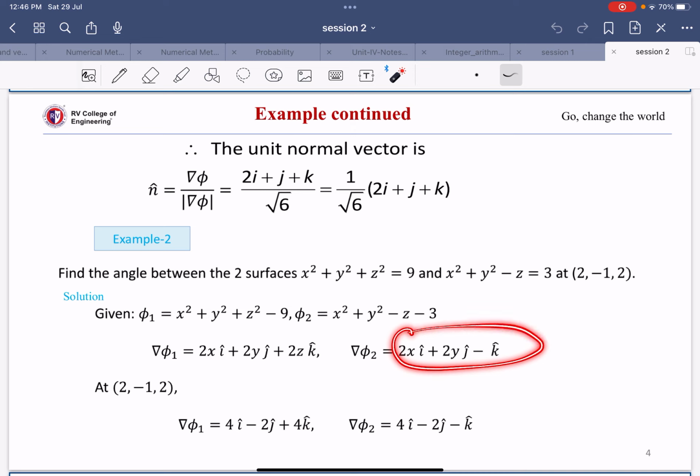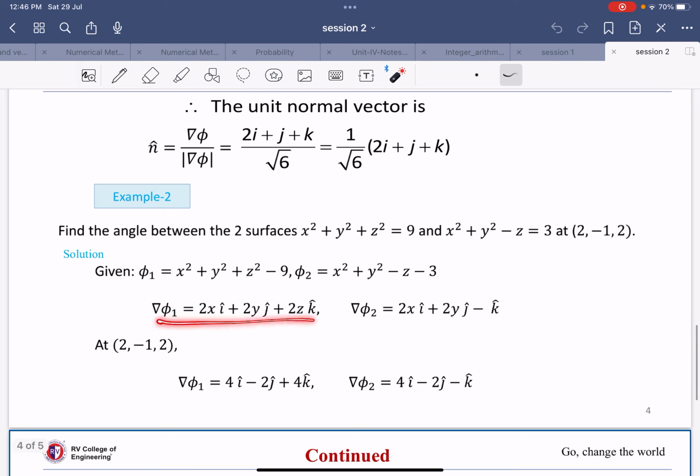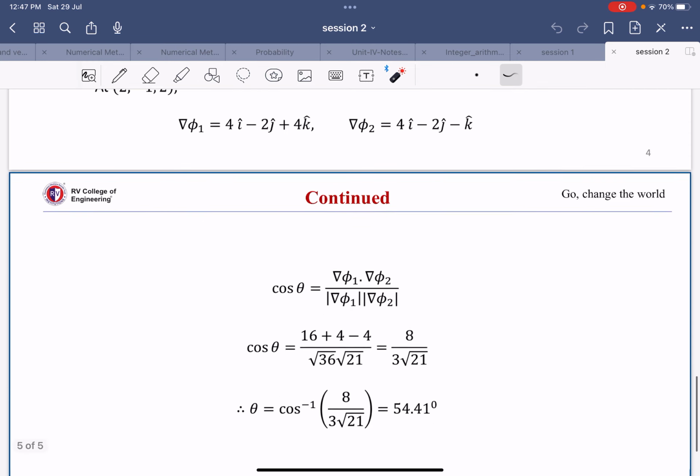Similarly, gradient of phi 2 is evaluated. Derivative of x square is 2x again with respect to x, derivative of y square with respect to y is 2y, derivative of z with respect to z becomes minus 1 into k cap. So once we find gradient of phi 1 and gradient of phi 2, find the values at the point (2, -1, 2). We get gradient of phi 1 as 4i cap - 2j cap + 4k cap. Gradient of phi 2 is 4i cap - 2j cap - k cap.